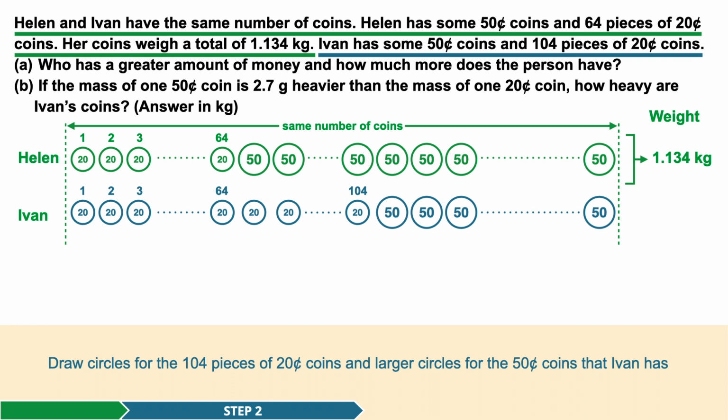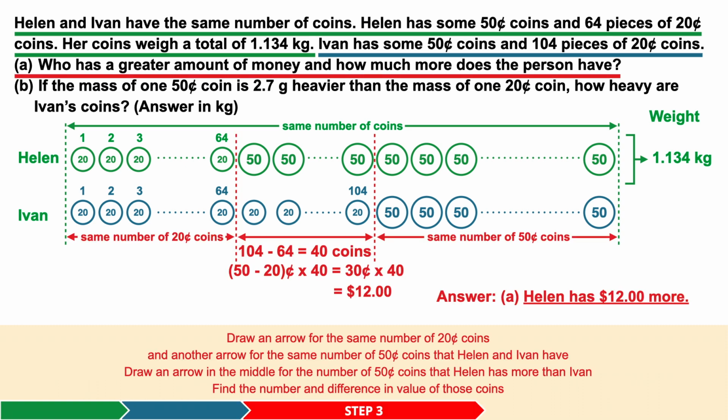Step 2. Ivan has some 50-cent coins and 104 pieces of 20-cent coins. In the same manner as before, we can represent Ivan's coins by drawing small circles for his 104 20-cent coins and larger circles for his 50-cent coins. Step 3. Who has a greater amount of money, and how much more does the person have?